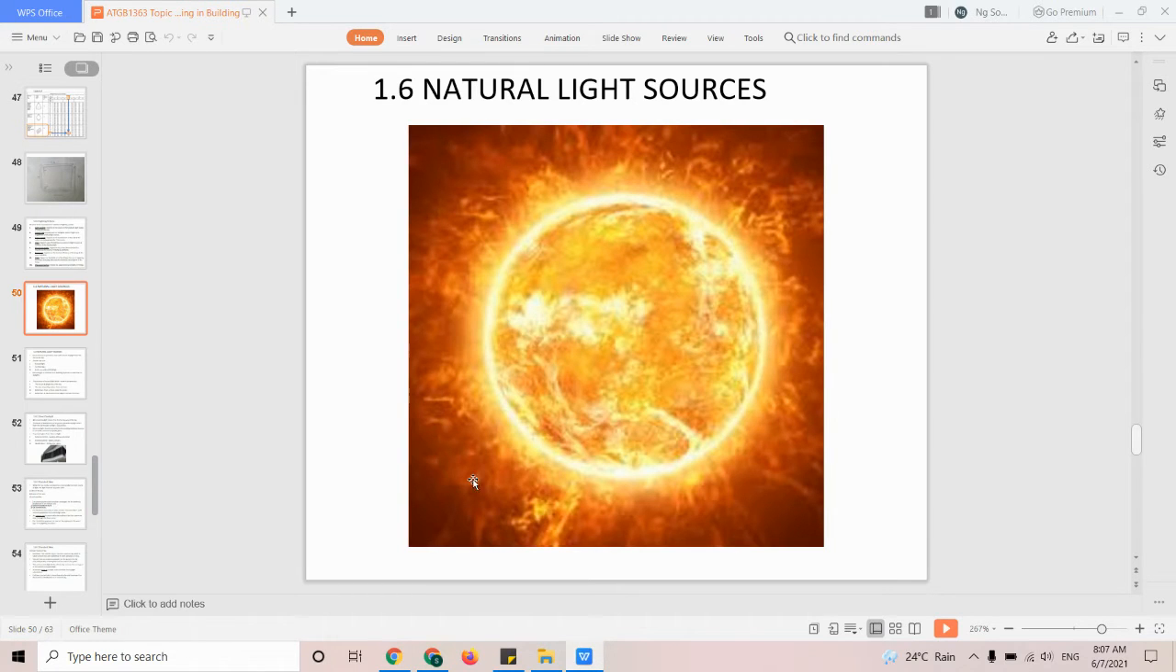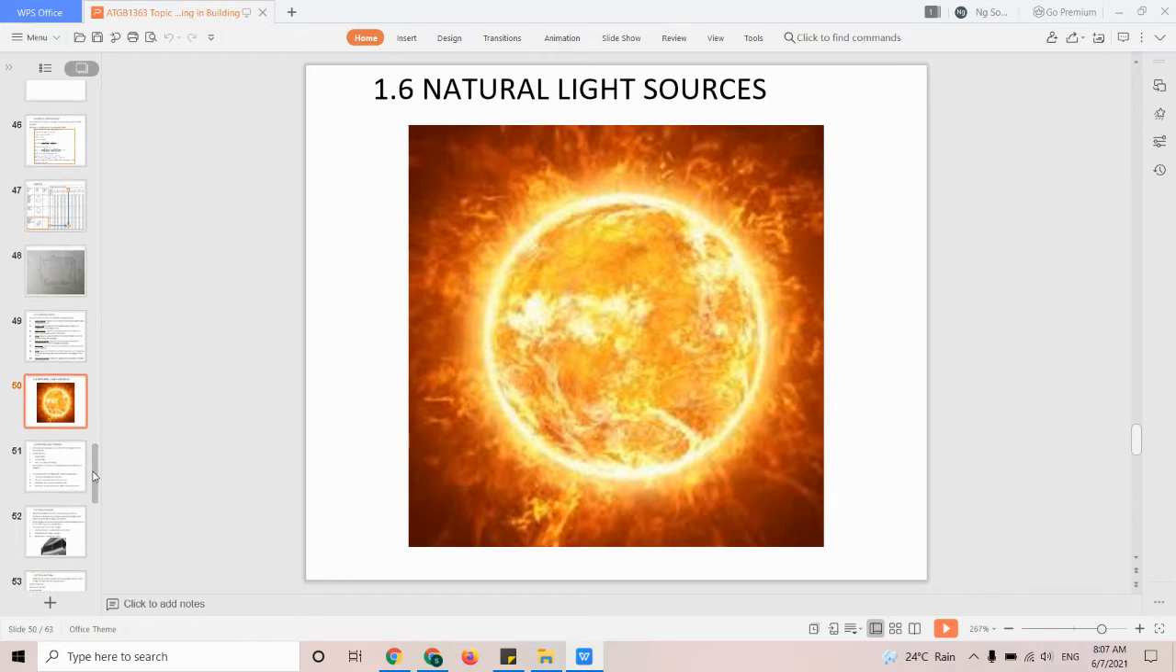Okay, this is where we have left off. This is the final part of chapter one, topic one, which is our lighting. The only remaining thing we would like to talk about is natural light sources, which is from the sun.